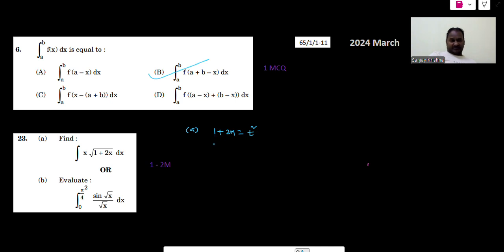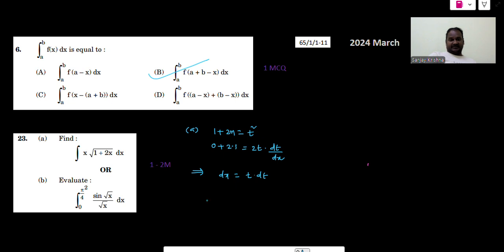The derivative of 1 is 0 as it is a constant, plus 2 into the derivative of x, which is 1, is equal to the derivative of t square, which is 2t, and the derivative of t is dt by dx as it is with respect to x. So finally, what is dx here? See, this is 2 is equal to 2t into dt by dx. So 2 and 2 get cancelled. Therefore, dx is equal to t into dt. Alright, so dx equal to t dt.